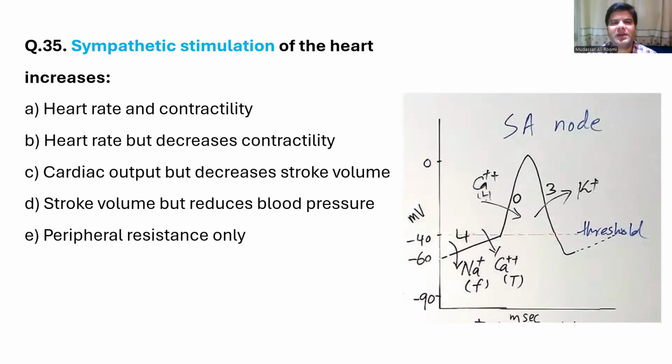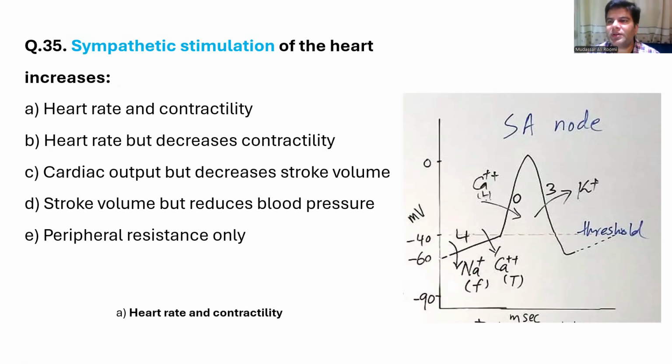Next question: the sympathetic stimulation of the heart increases. Options are A, heart rate and contractility; B, heart rate but decreases contractility; C, cardiac output but decreases stroke volume; D, stroke volume but reduces blood pressure; E, peripheral resistance only. And the answer is: sympathetic stimulation of the heart increases heart rate and contractility. Option A.